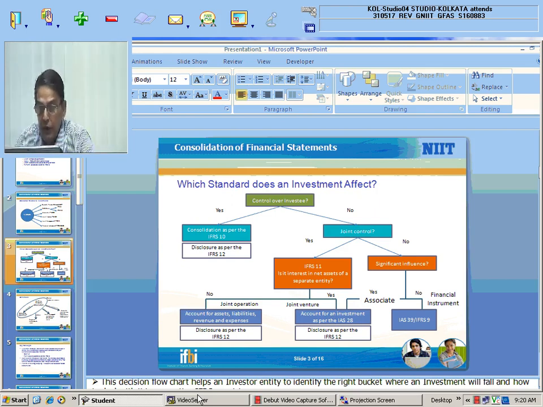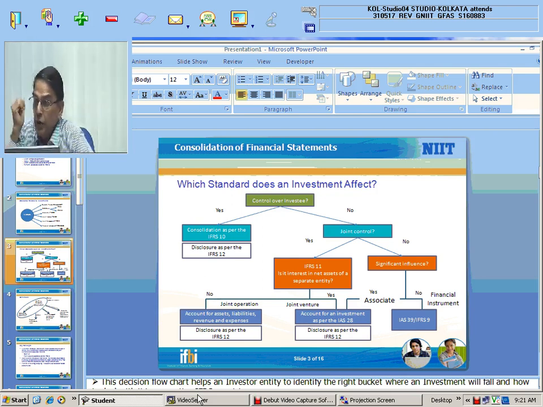If it is a joint venture, then account for the investment as per IAS 28. The investment will be accounted for in the books of the investing company as per IAS 28, and disclosure will be as per IFRS 12. If it is a joint operation, that means, whether it's a joint venture or joint operation is decided by whether there is an interest in the net assets of a separate entity. If the answer is yes, it's a joint venture. If the answer is no, it's a joint operation. If it is a joint operation, then account for assets, liabilities, revenues and expenses, and disclosure will be as per IFRS 12.